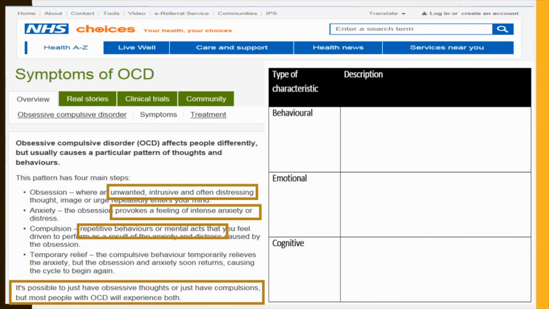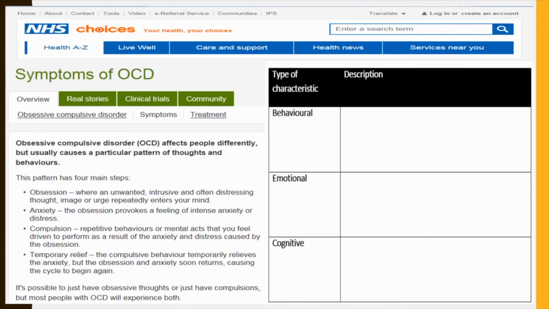So how does that information match to our little table? So the unwanted, intrusive and often distressing thoughts are clearly the cognitive symptoms, okay? So you need to jot that down into your little table, okay? It's all to do with thinking, it's unwanted thoughts, that's therefore cognitive symptom. The next bit on anxiety, it's feelings, it's emotions. So distress and anxiety are clearly the emotional symptoms. And then for behavioural, we've got the compulsions, the repetitive acts that you do yourself, because that will give you a sense of temporary relief.